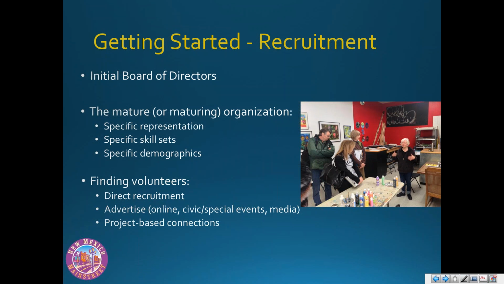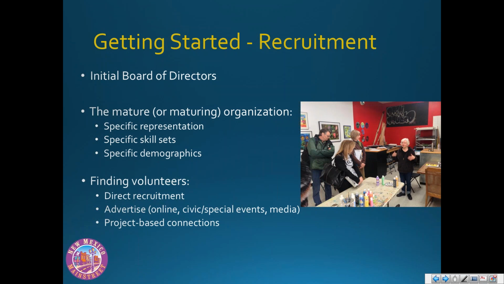I won't spend a whole lot of time on the foundational board of directors because that usually has quite a few different issues that you'll have to deal with in an organization with a founding board of directors. So most of my content today is geared towards mature or maturing organizations, those that have been around for a year or longer.